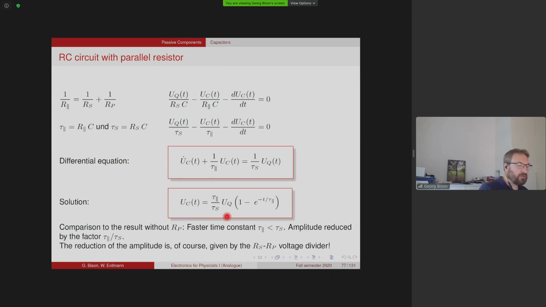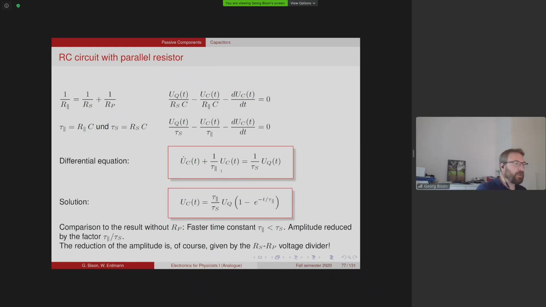The time constant, the parallel time constant, is based on the parallel resistor, and parallel resistors are always smaller than the individual resistor. And that means that the parallel time constant here is smaller than the normal time constant. So this means that the value is reached faster. And then we have this scaling factor here in front that scales the amplitude. And this simply says that we have a reduced amplitude. So we get a reduced amplitude, but we reach it faster.